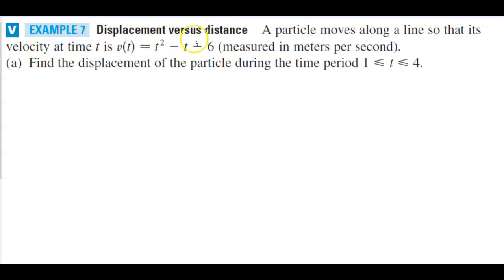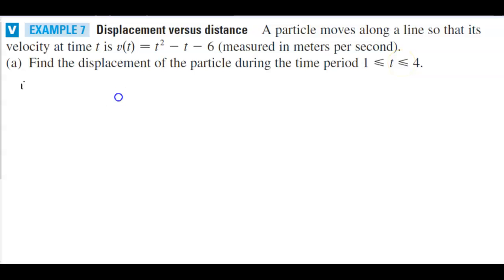Example 7, displacement versus distance. A particle moves along a line so that its velocity at time t is v of t, which is equal to t squared minus t minus 6, measured in meters per second. In part A, we want to find the displacement of the particle during the time period where t is in between 1 and 4 inclusive.